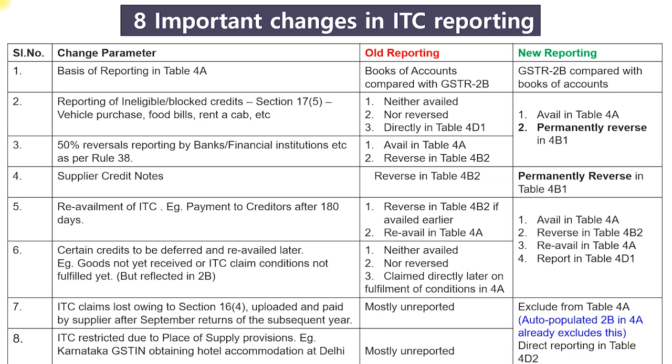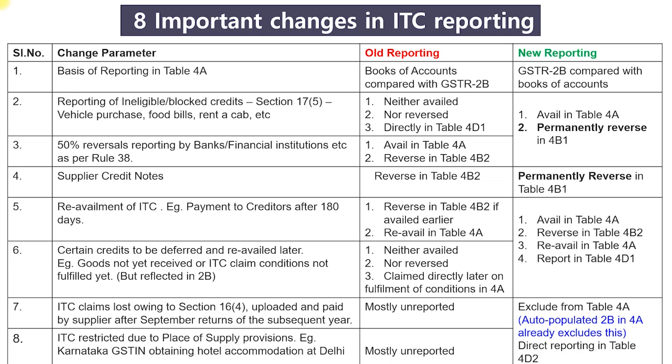However, with the new reporting format, irrespective of what principles I followed earlier, what I am now required to do is avail in 4A, reverse in 4B2 because it's going to be a temporary reversal. Once I make the payment to my creditor in future, I will reavail in 4A and report the reclaim in 4D1. So this is the change in the reporting per se.